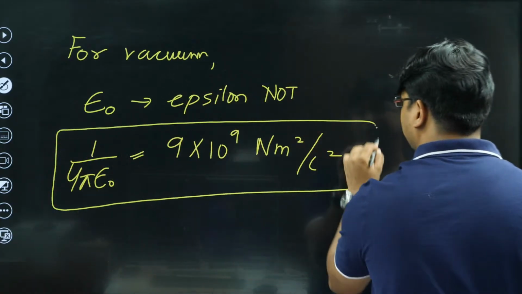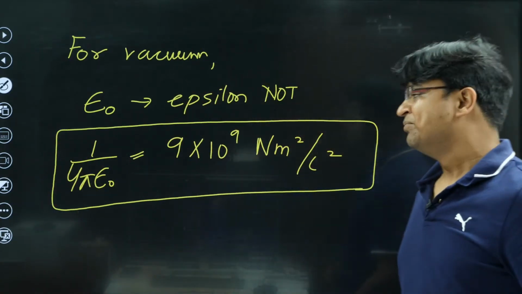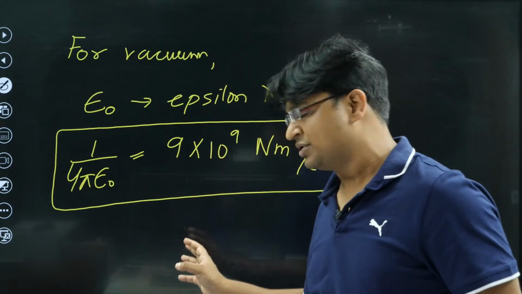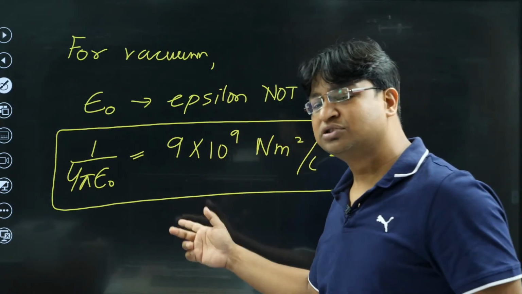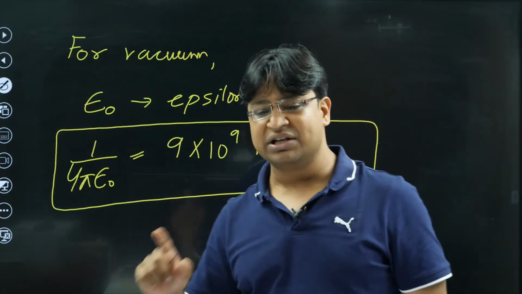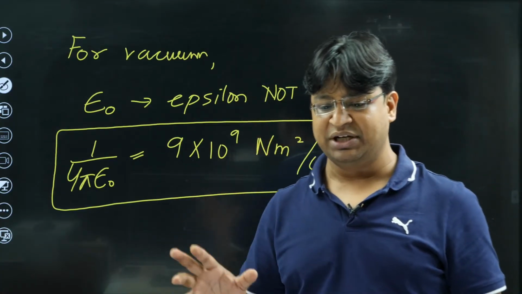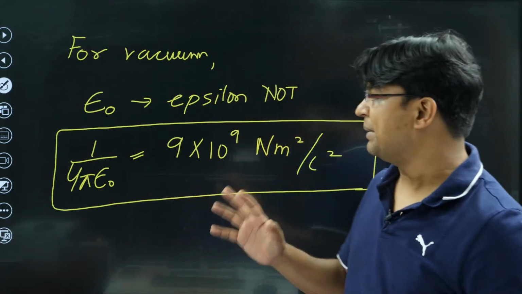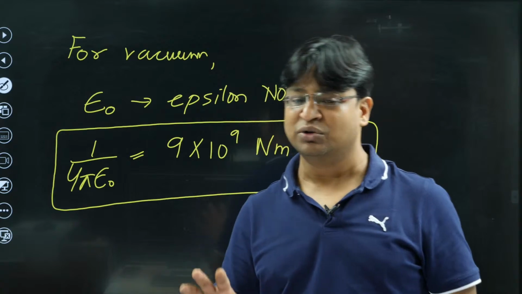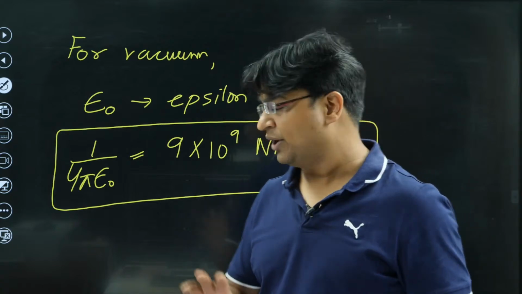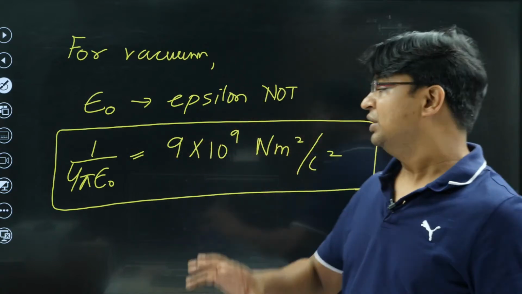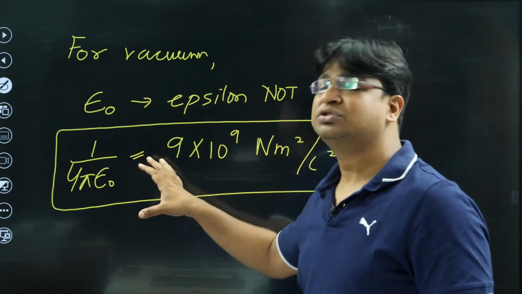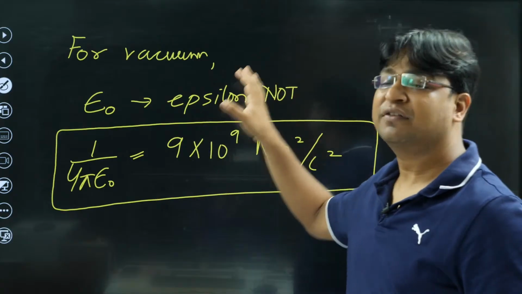It is better if you remember this value, everyone, because you would be using this in a lot of questions. Here let me also tell you that if nothing is mentioned about the medium, then you have to consider that the particles are either kept in vacuum or in air. For air also, the value of permittivity is very close to the value of permittivity for vacuum.